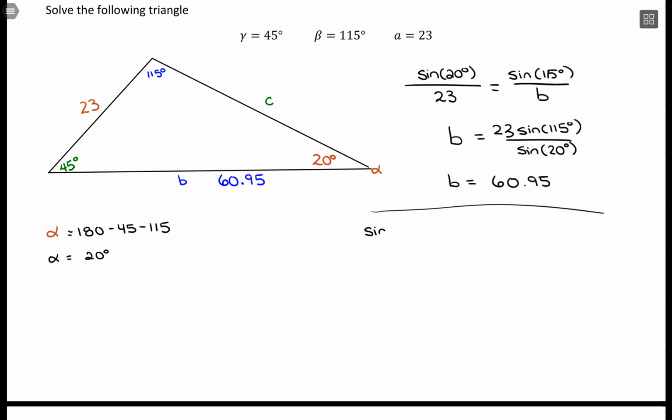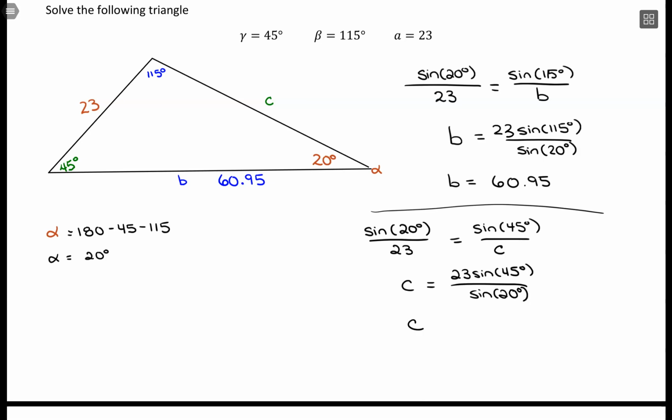And then I'm going to do the same thing again, but to solve for C. So I'm going to take sine of 20 degrees divided by 23 is equal to, and then I'm going to use gamma of 45 degrees divided by our unknown C. If I move things around, then C is going to be equal to 23 sine of 45 degrees over sine of 20 degrees. So it's the same steps that I did up above there with the cross multiplication, then divide.